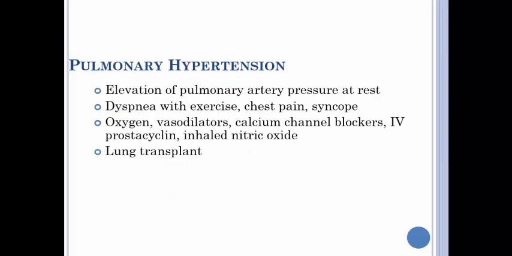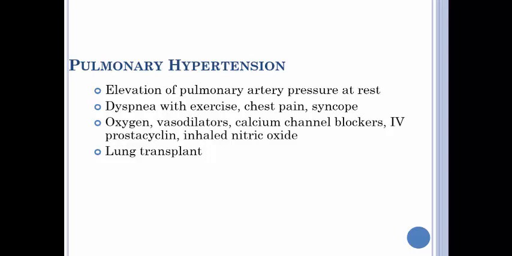Pulmonary hypertension is elevation of the pulmonary artery pressure at rest. You can have dyspnea with exercise, chest pain, syncope. They usually require oxygen, vasodilators, calcium channel blockers, IV prostacyclin, inhaled nitric oxide. We'll discuss this a little bit more in class.